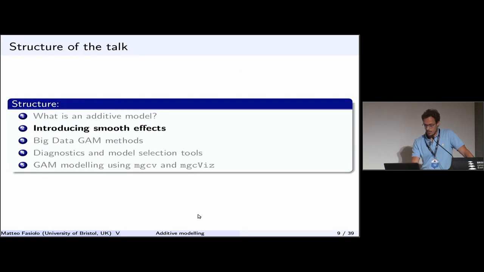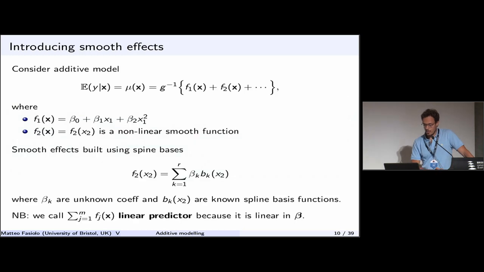So now we briefly introduce the main smooth effects, those that we will use in the exercises. If you consider an additive model where we are modeling the expected value of y given x using a sum of two effects, for example, the first could be a polynomial in the variable x1, and then we could have a nonlinear smooth effect of x2.